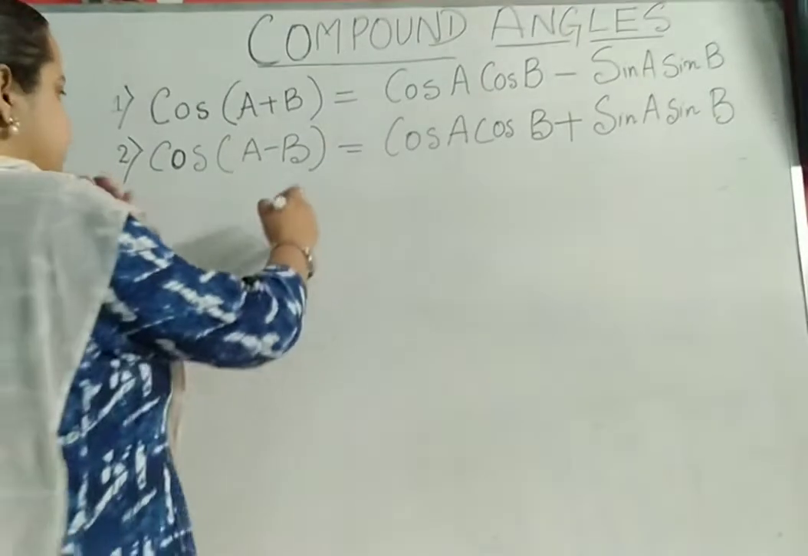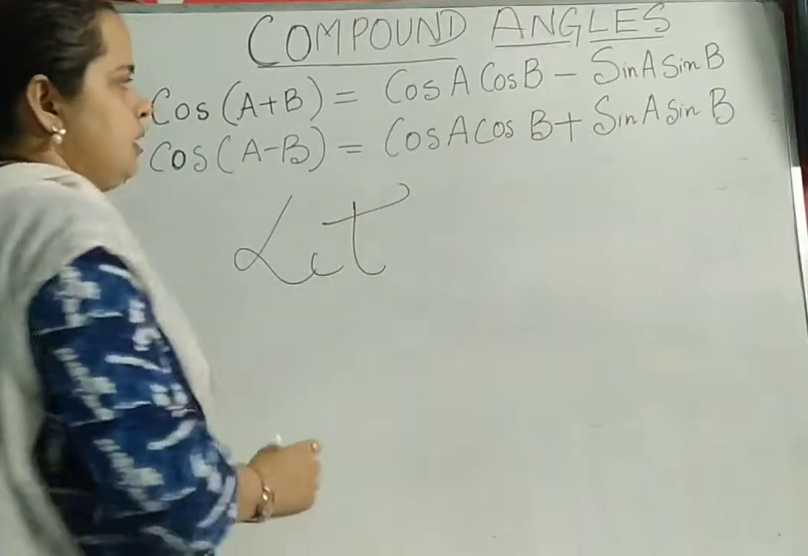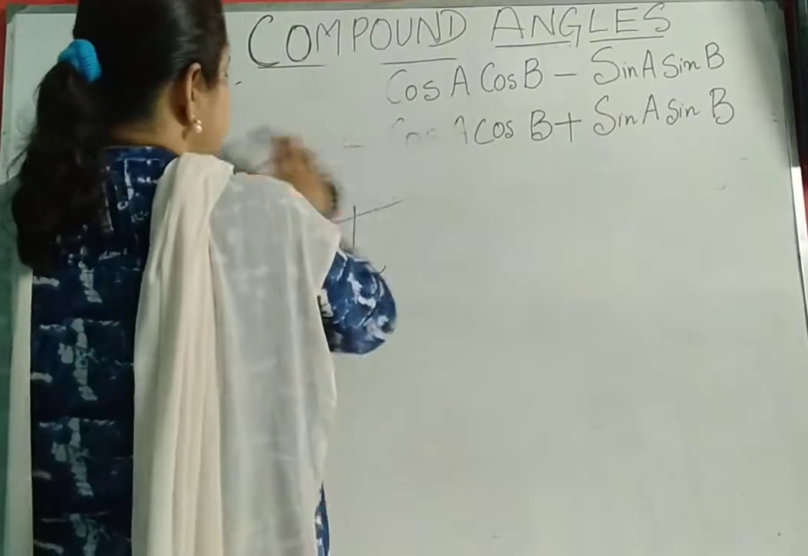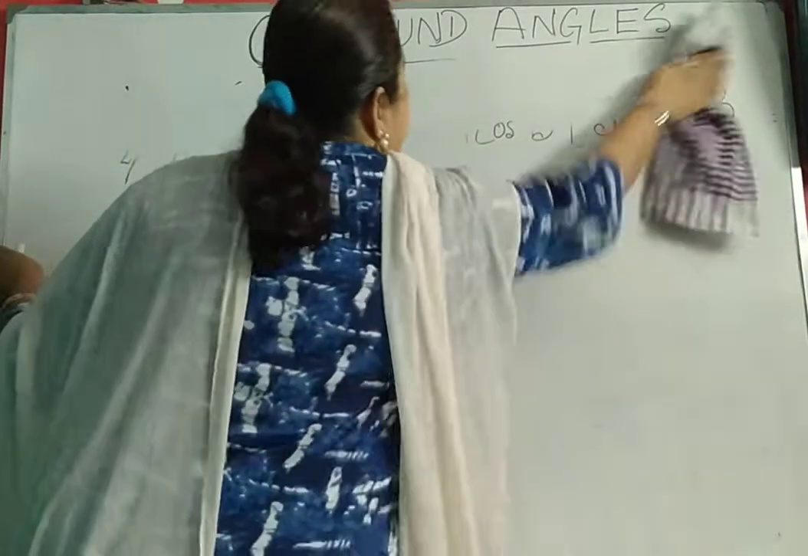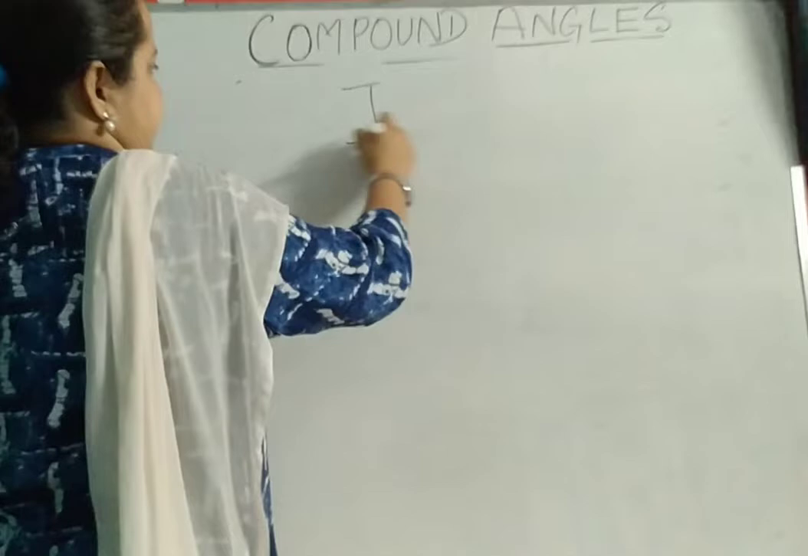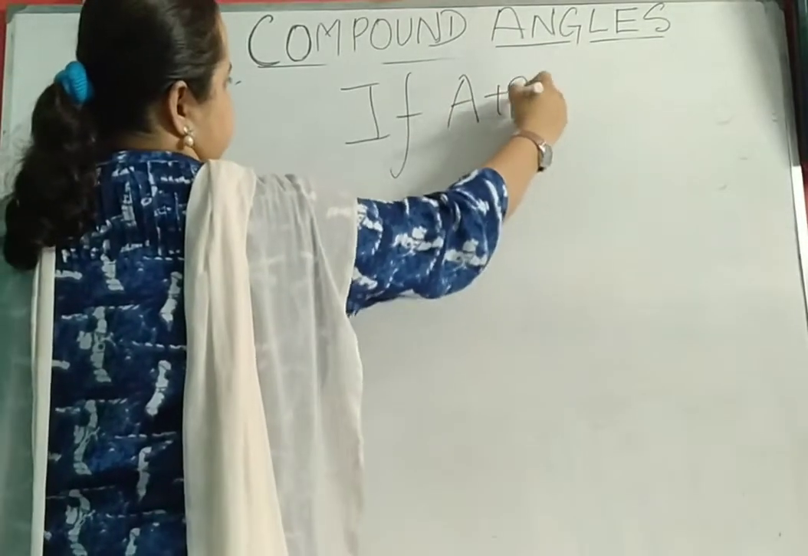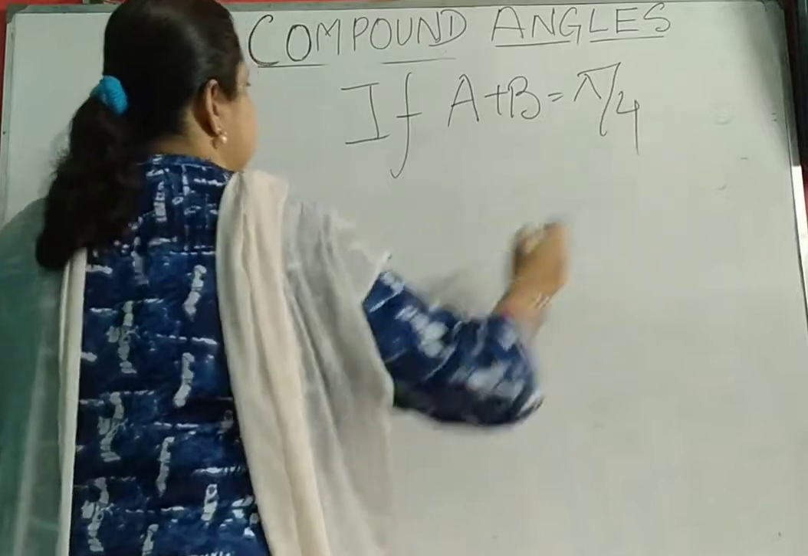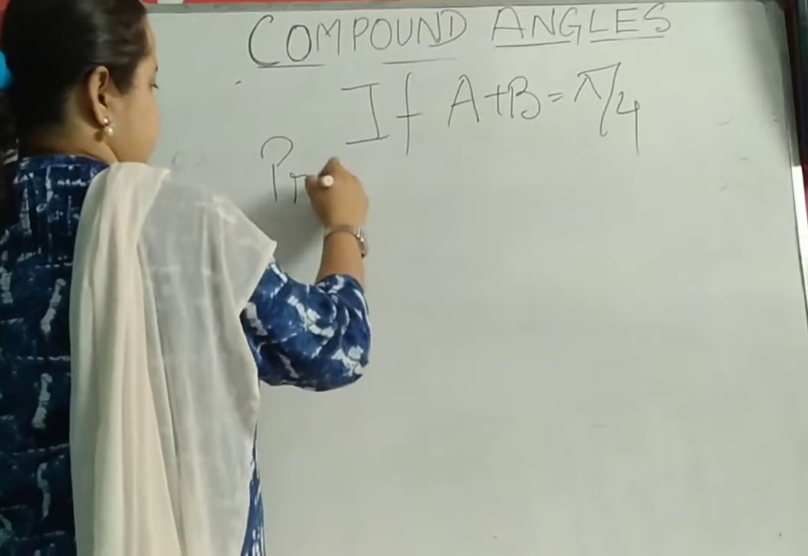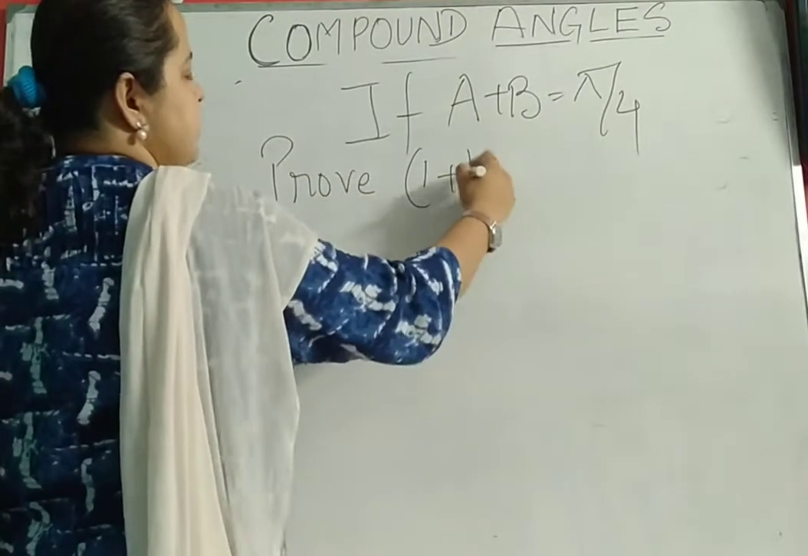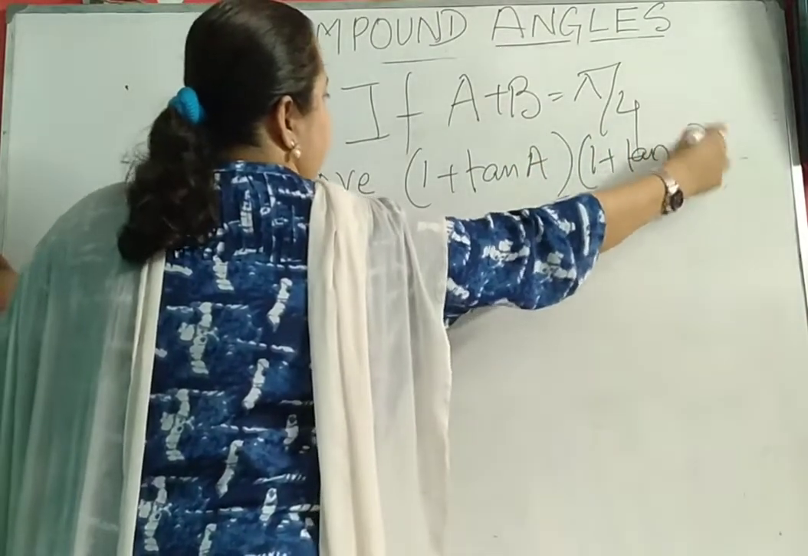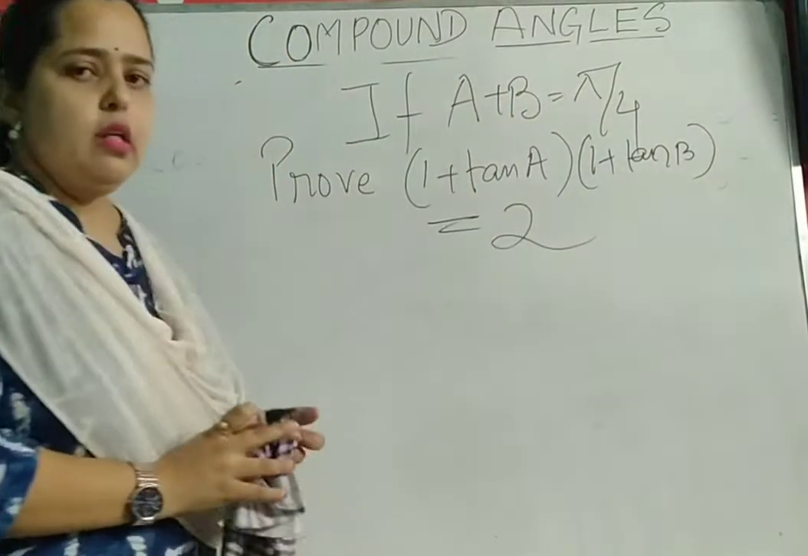Okay. Suppose, let us consider that I am rubbing this one for you. Let us write down the problem. A small proof for you. If a plus b is given as 45 degree, that is pi by 4, and you are asked to prove that 1 plus tan a into 1 plus tan b is giving you the answer 2.